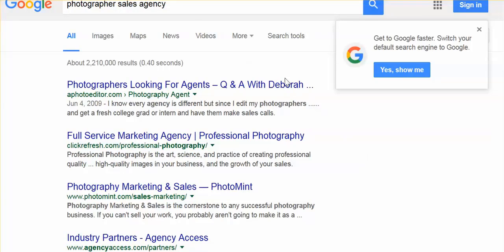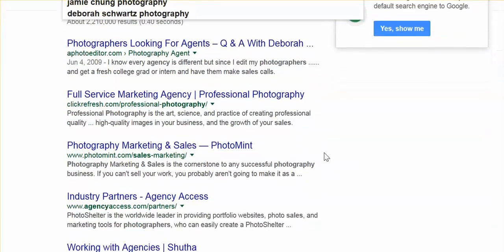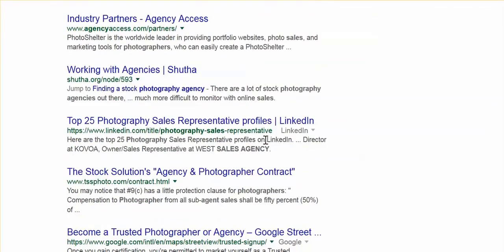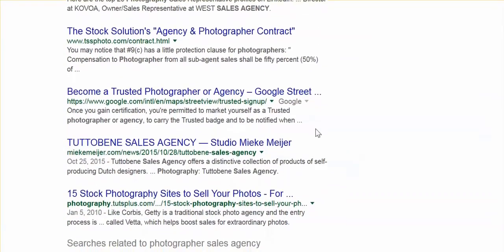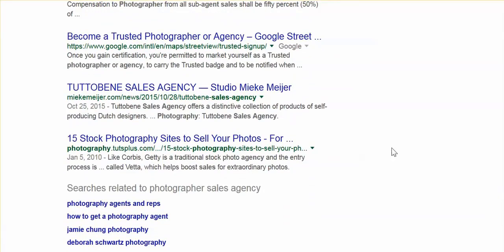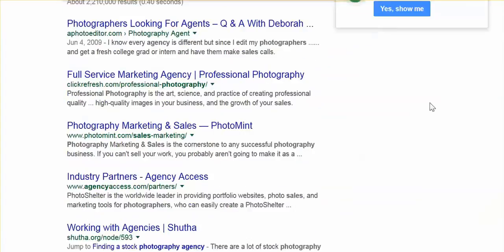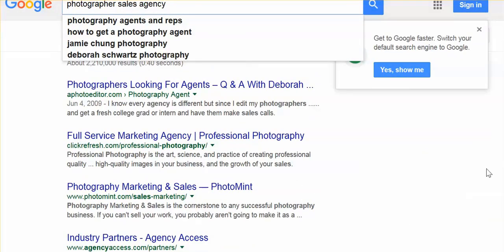Photography sales agencies. I googled photographer sales agency, and there's a wealth of places working with agencies. 25 photography sales reps, how to become a trusted photographer or agency, stock photography sites to sell your photos. There's a wealth of things. People, the good news is that the web's just absolutely full of resources that didn't exist in the past. It's wonderful. The bad news is there are so many people who are going to these sites and thinking that they're professional and getting started that it's a very crowded field.